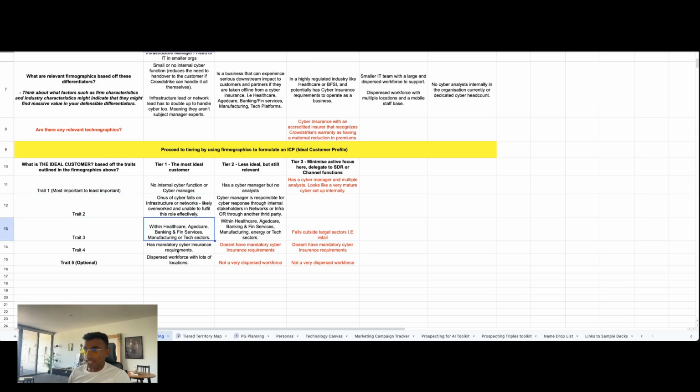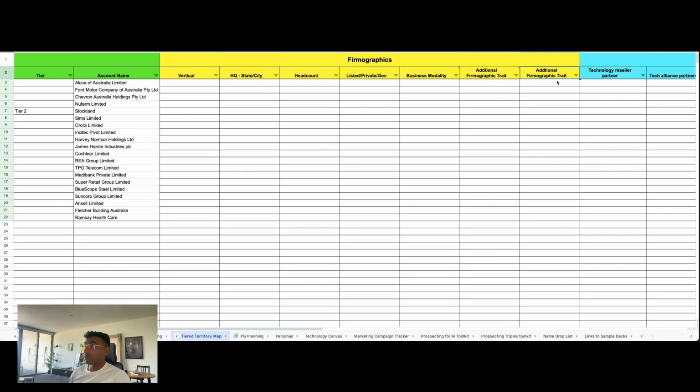I could say cyber insurance requirements, right? I could maybe put in cyber insurance requirements, or I could say dispersed workforce. Basically, whatever your additional firmographic trait is that's not covered here, put that in there. This is the tedious part, but it is worthwhile you doing it. Go through and actually fill this information out.